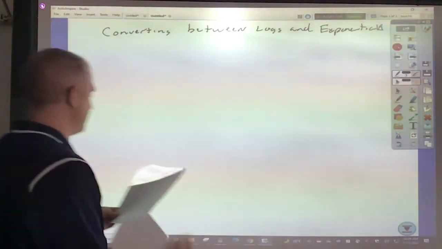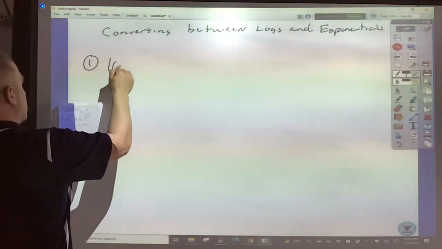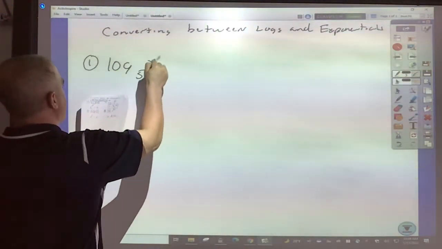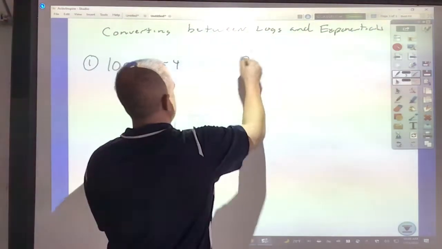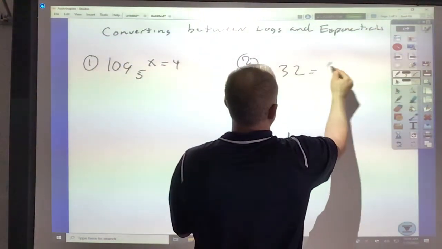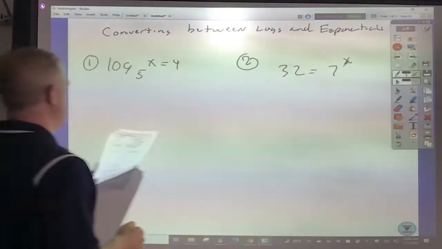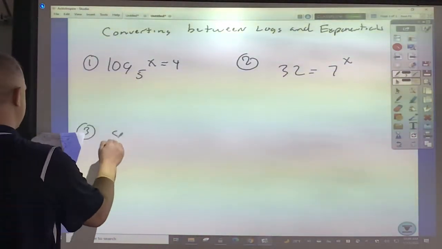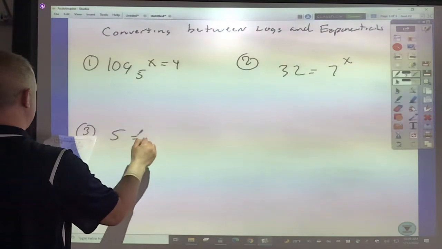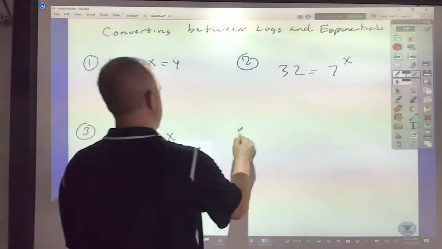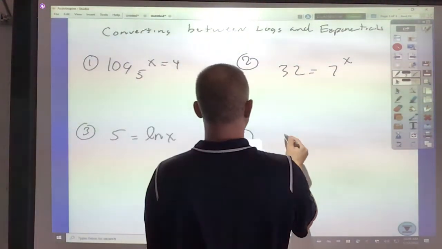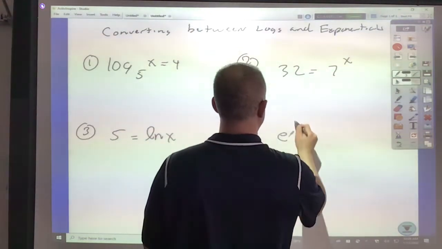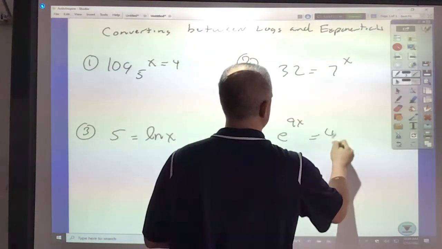Okay, so let's say we have log base 5 of x equals 4. Let's say 32 equals 7 to the x. Let's say 5 equals natural log of x. And let's say e to the 9x equals 42.